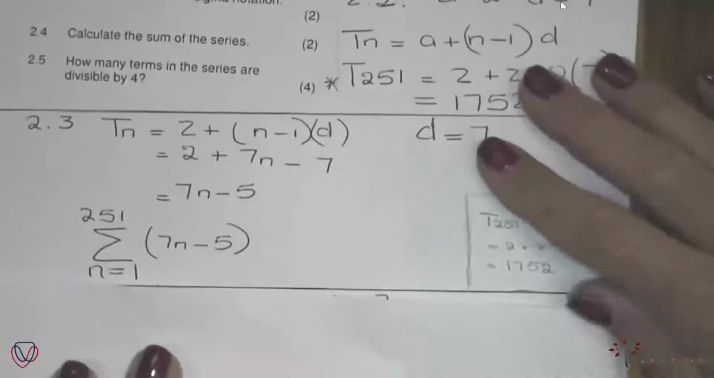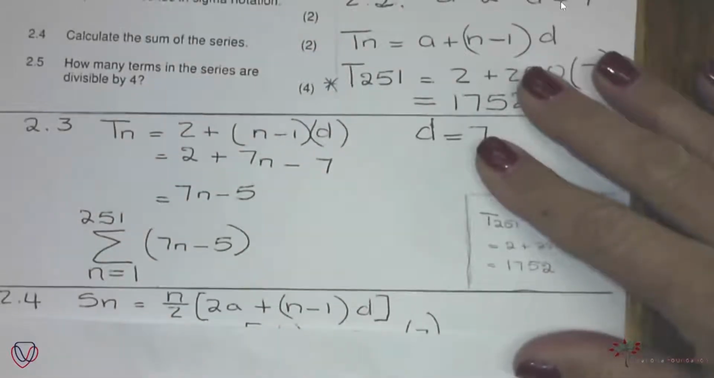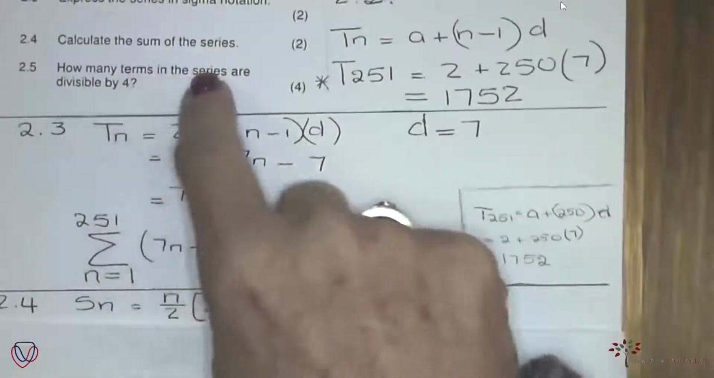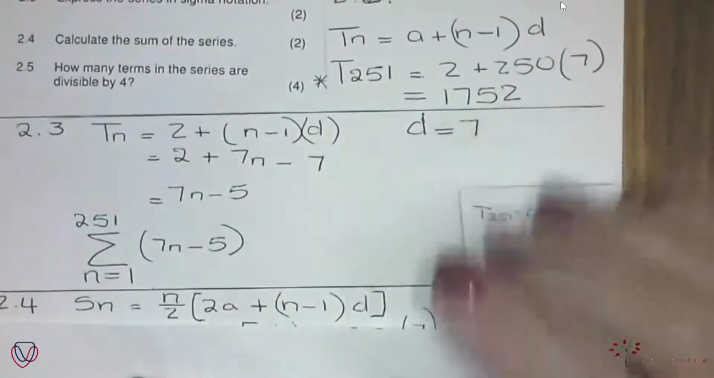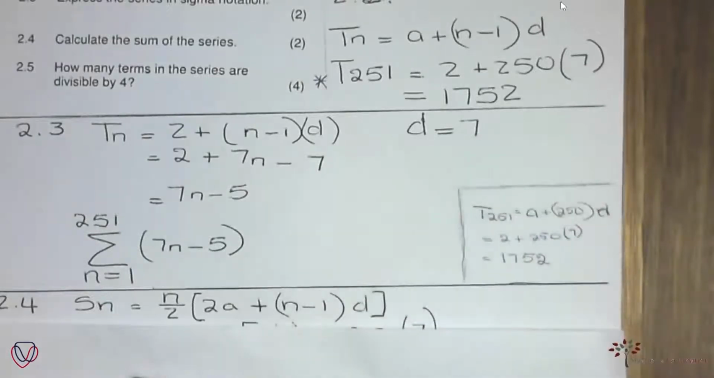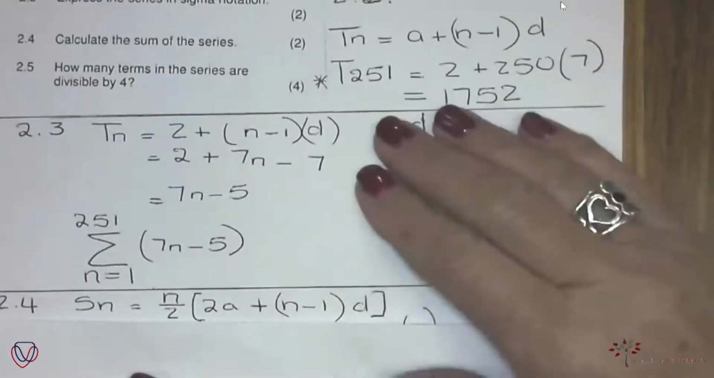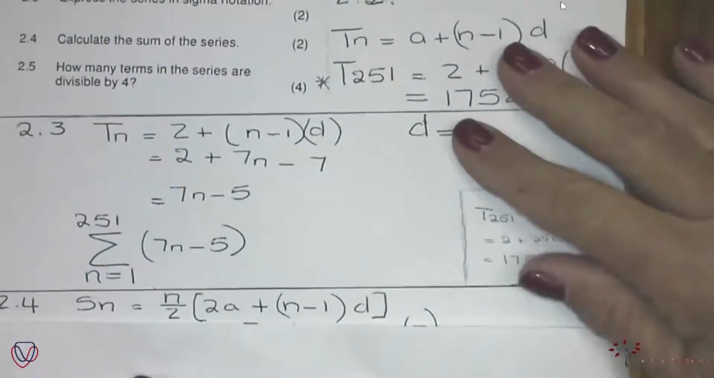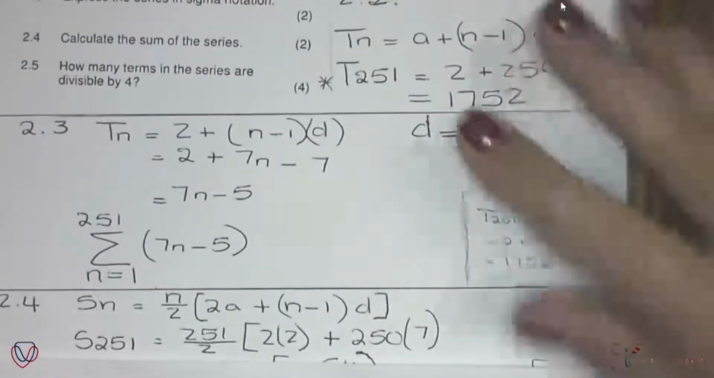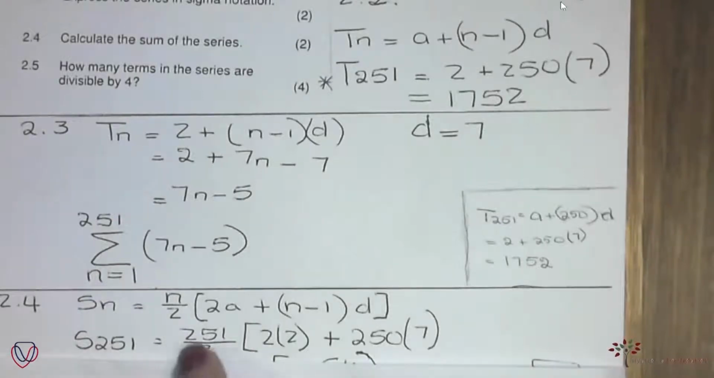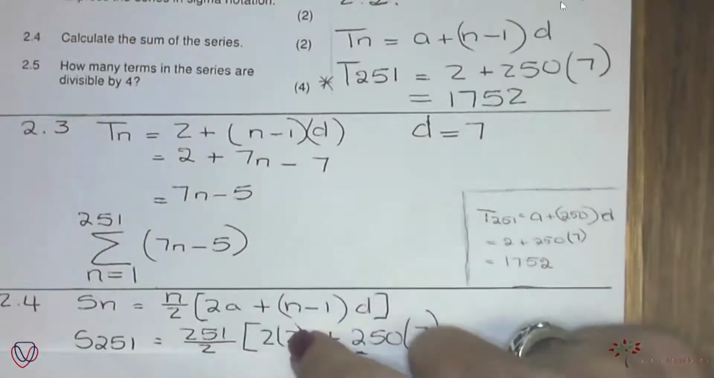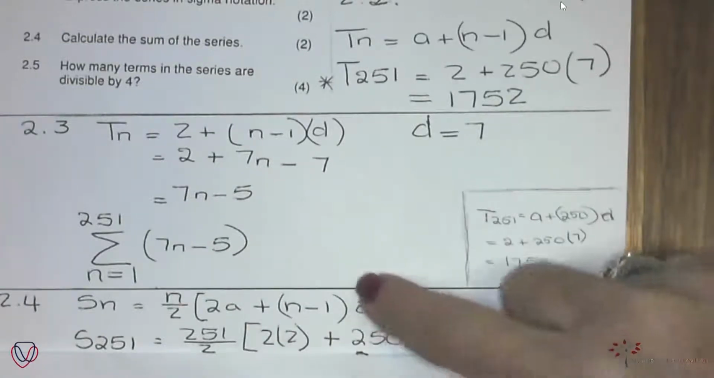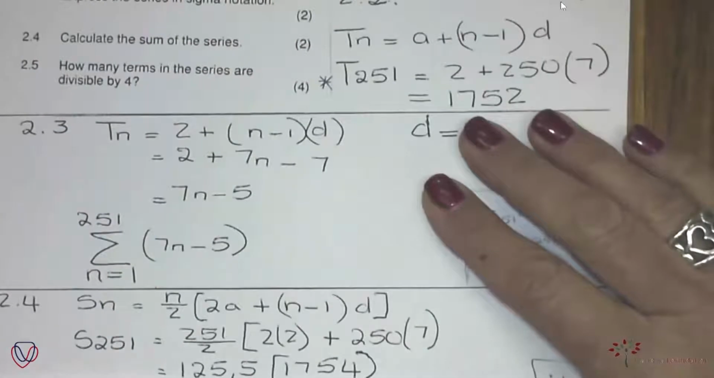Okay. Right, let's have a look. 2.4. There they said, calculate the sum of the series. Aha. Sum of the series, you are going to use the sum formula, right? But in order to use the sum formula, you need your n, you need your d, you need your a. But you do have it. So you can immediately substitute all the values. You've got n there again, you've got a, you've got n minus 1, and you've got d, which is 7. And from there you can calculate the sum.